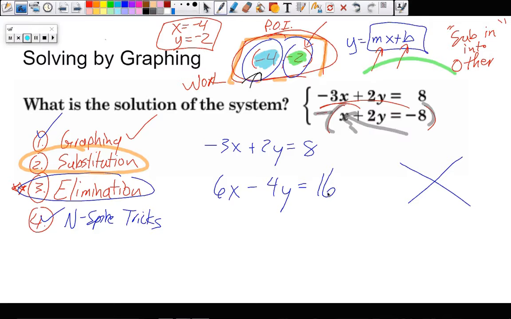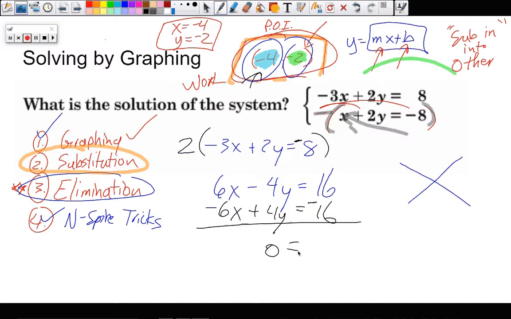Watch. If I multiply the top by 2, it's going to be no solution. I'll get negative 6x plus 4y is equal to 16. Let me change this up to a negative so I get my negative 16. You with me? Now look. If I add the left, I get 0. If I add the right, I get 0.